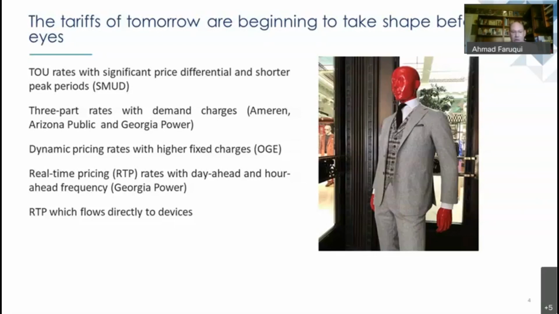And real-time pricing rates with day-ahead and hour-ahead frequency. In Georgia, Georgia Power deploys them to its C&I customers, and I will comment more on those. And as we look at the future, we are finally beginning to see a scenario come to pass, which when I worked at EPRI, and my boss and mentor, Clark Gellings, used to say, we have to get prices to devices so it becomes hassle-free for the customer. Only then can we do real-time pricing. Well, that day is almost at hand.